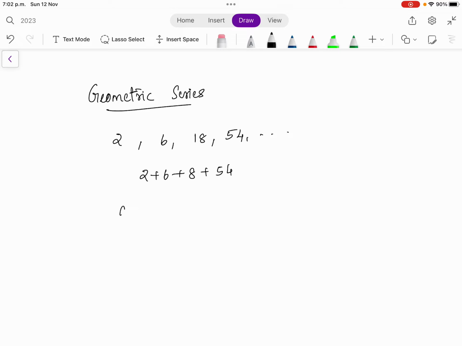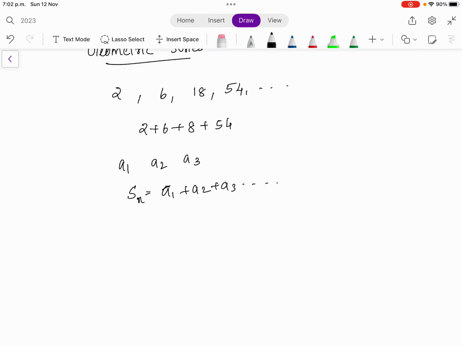Okay. And if you have the terms a1, a2, a3, etc., the total of the geometric series for n terms will be a1 plus a2 plus a3, and it goes on like this, or t1 plus t2 plus t3, etc., whatever naming terminology we are taking. Okay, now for the sum of the geometric series, we have a formula.